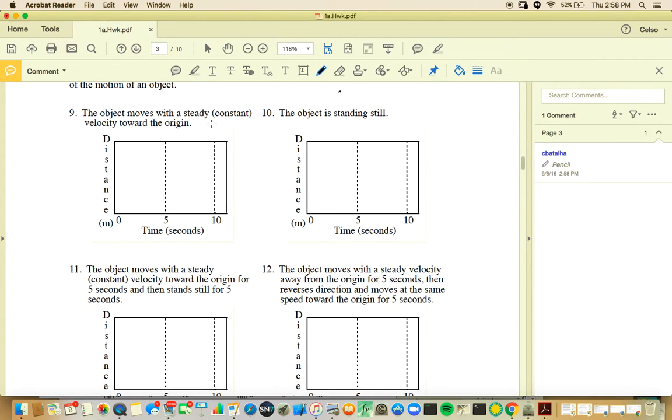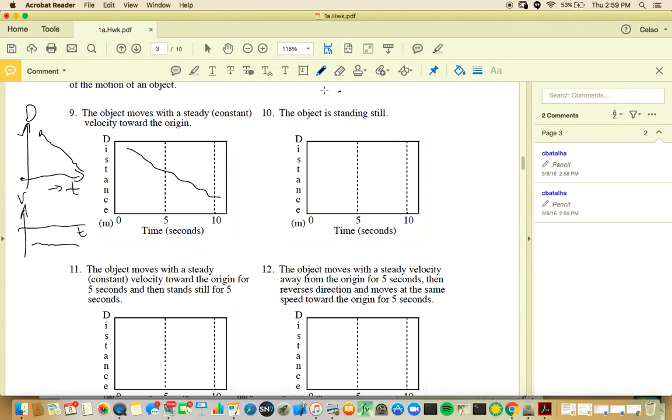Okay. So the object moves with a steady constant velocity towards the origin. So again, if you do a graph of distance versus time, and you want your velocity graph, velocity versus time, to be such that the object moves towards the origin with a constant velocity. So let's say you start at d equals 5 meters and you want to go to d equals 0 meters over a time that is changing, right? So you want something like this. And then your velocity should be something like that, negative. So that's what you want.